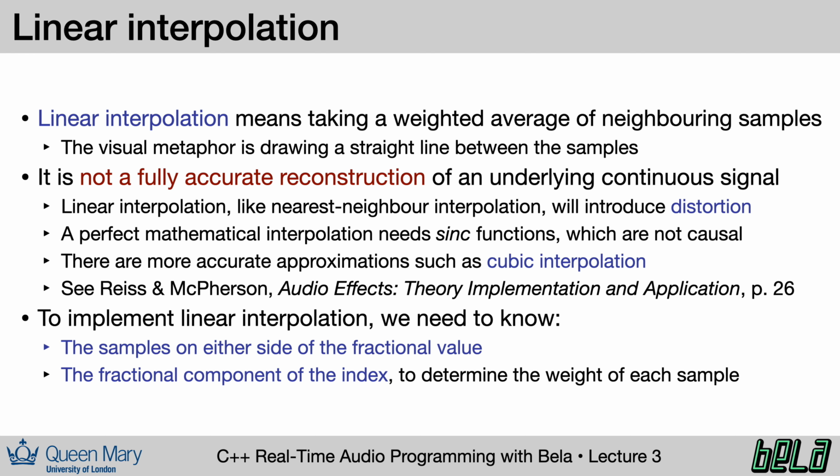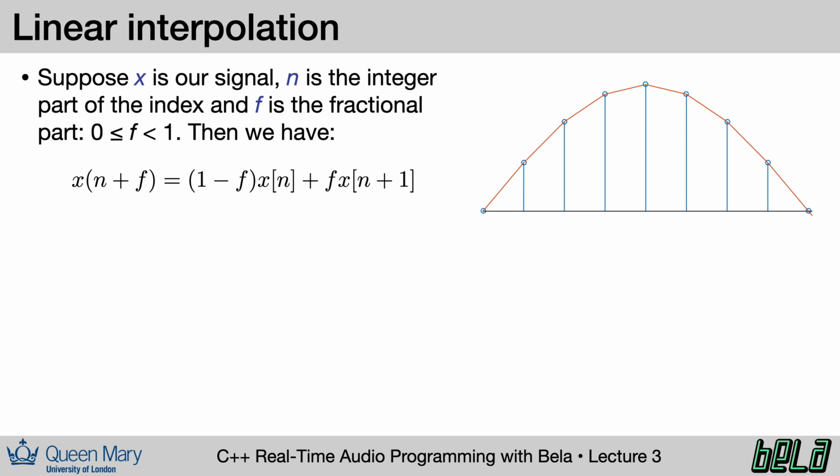Right, so to implement the linear interpolation then, these are the things that we need to know. We need to know the sample before and the sample after the read pointer, which has a fractional value. And then we need to know the fractional component of the read pointer's index. And that's going to determine what weight we place on the before sample versus the after sample. So let's suppose here that x is our signal, n is the integer part of the index, and f is the fractional part of the index. So notice the fraction ranges between 0 and 1, and that means that we can calculate x of n plus f according to the following formula: (1 minus f) times x of n, plus f times x of n plus 1.